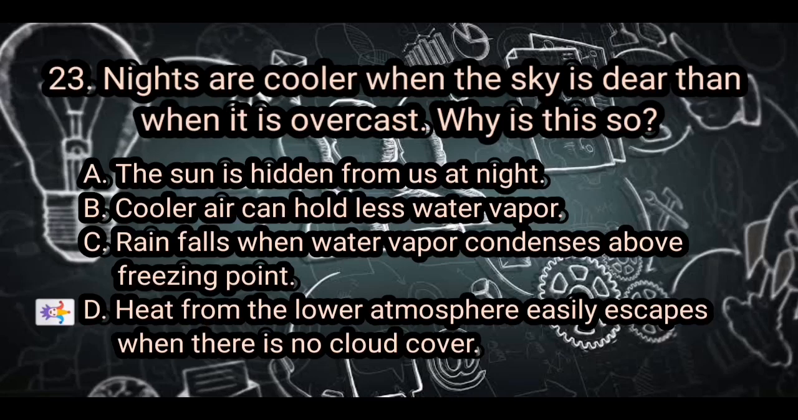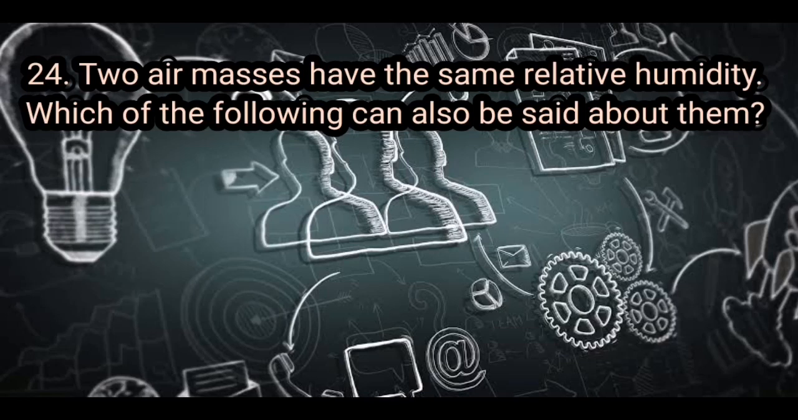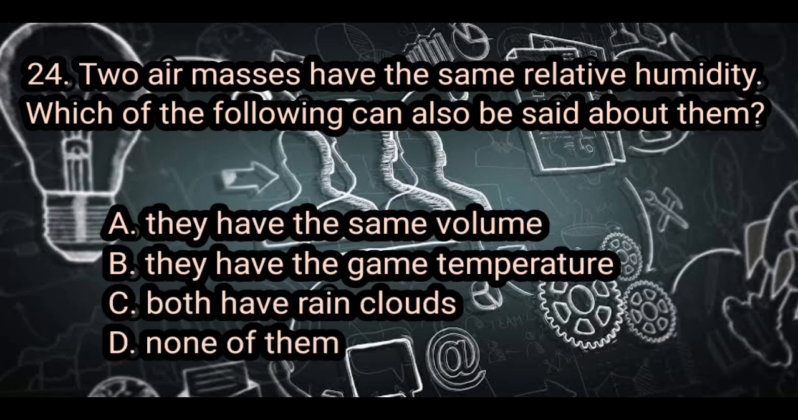Correct answer, letter D. 24. Two air masses have the same relative humidity. Which of the following can also be said about them? A. They have the same volume. B. They have the same temperature. C. Both have rain clouds. D. None of them.